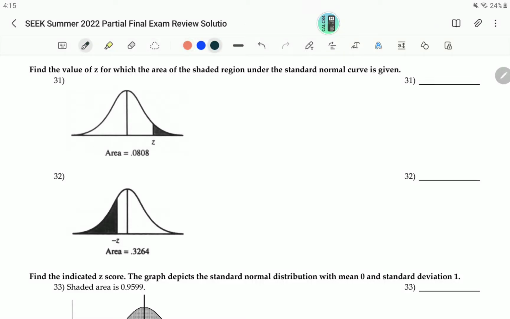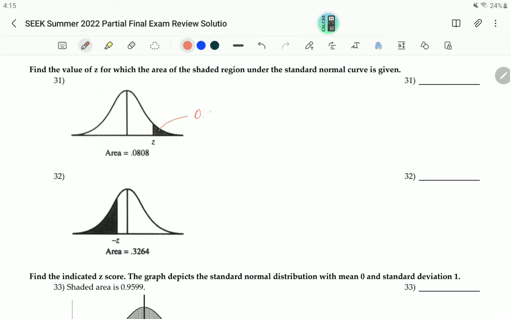All right, guys. In this next video, we're going to do questions 31 to 34. Find the values of z for which the area of the shaded region under the standard normal curve is given. 31. The area is 0.0808. This is shaded to the right. When we say the area, that is the shaded region. So this is also referred to as the probability.